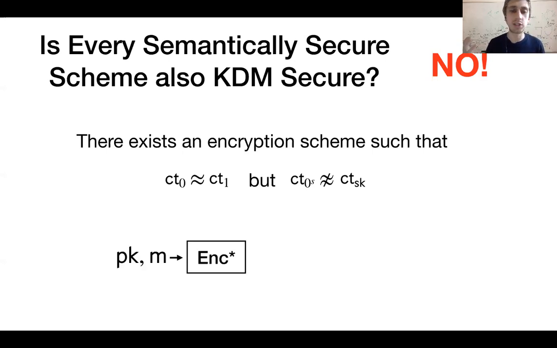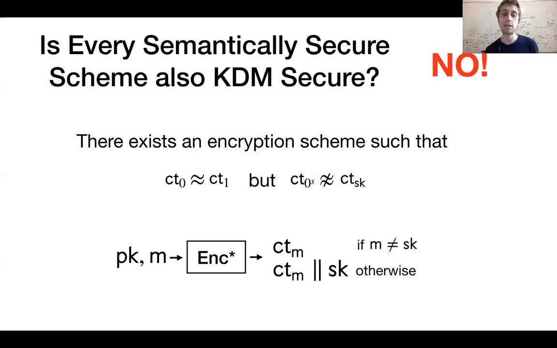The counterexample is actually pretty straightforward. All it relies on is the existence of some semantically secure encryption scheme. In particular, I'm going to consider this algorithm Enc star, an encryption scheme with an encryption algorithm that takes in a public key and a message, and it's either going to output just a ciphertext according to any semantically secure encryption scheme, called CT sub m, in the case that m is not equal to the secret key. But if it is equal to the secret key, then it's going to do the same, but also release the secret key.